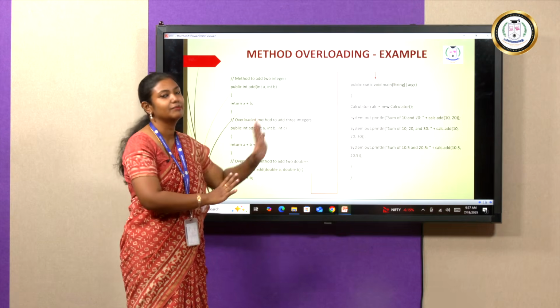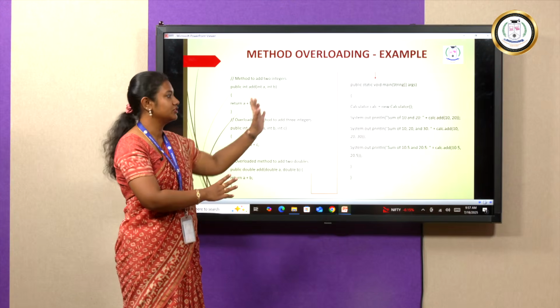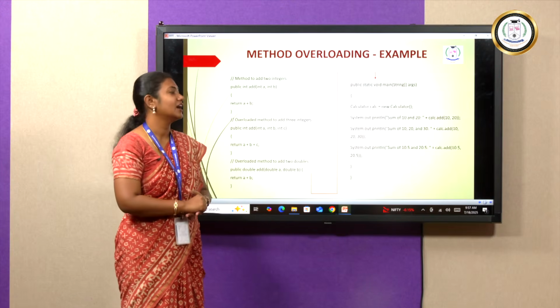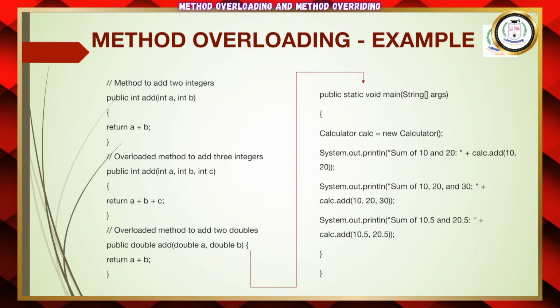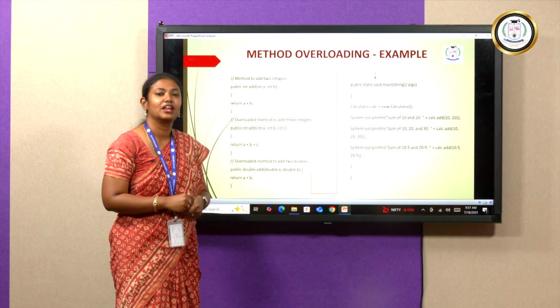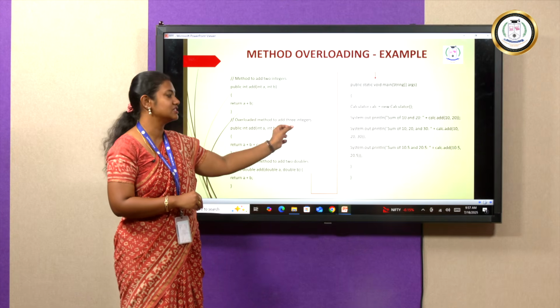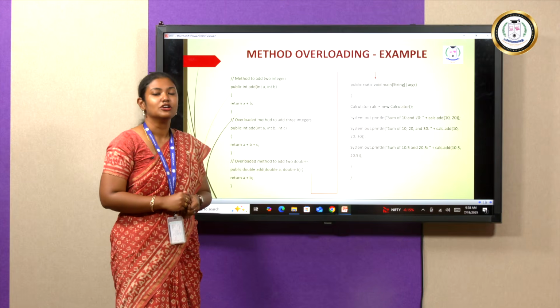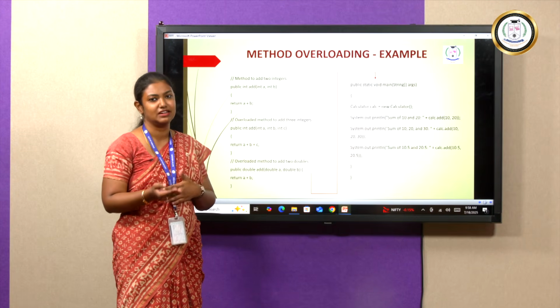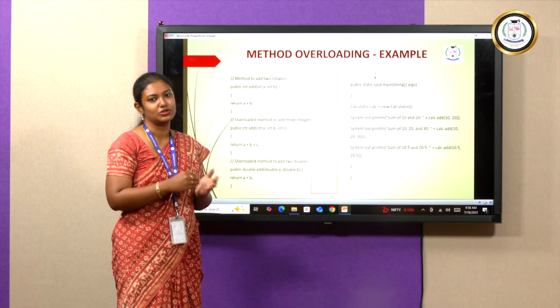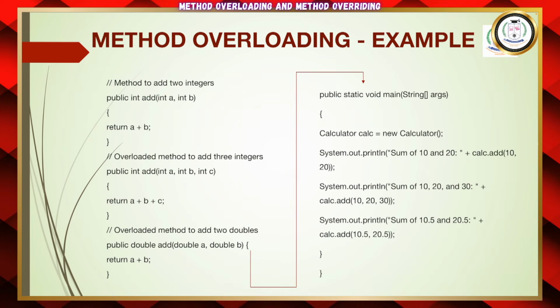Now moving on to the main function. In Java, we are going to use public static void main. We are creating the class name as Calculator with the object as calc. So now we have created a new Calculator object. Below that we are going to have three print statements. Like we all know, in Java we are going to use System.out.println. The first one is we are going to add two integers. The second one we are going to add three integers, and the third one we are going to add the two double values. So now once we add all this, what are we going to get as the output?